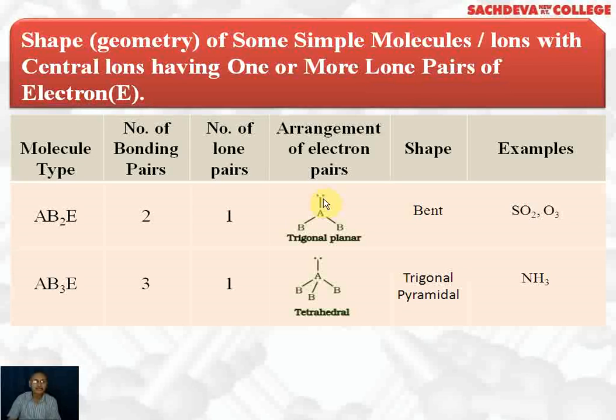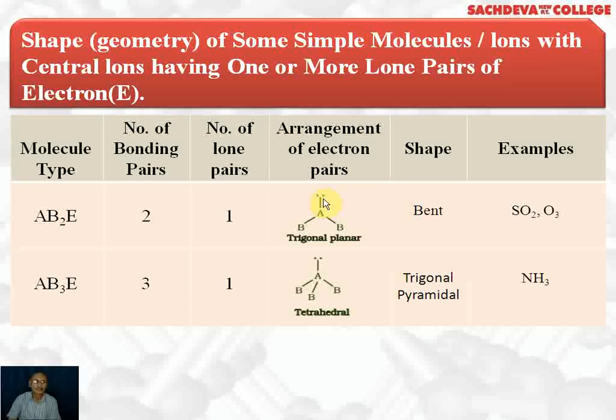The first we are taking AB2E type. Here E stands for lone pair of electrons and AB2 is the formula of the molecule which represents bonded pair of electrons. Now when there are two bonded pair and one lone pair, the best possible arrangement is bent shape. Expected geometry is trigonal planar but actual shape is bent molecule. Examples are SO2 and ozone. Both are bent molecules. They are also called angular molecules or V-shaped molecule.